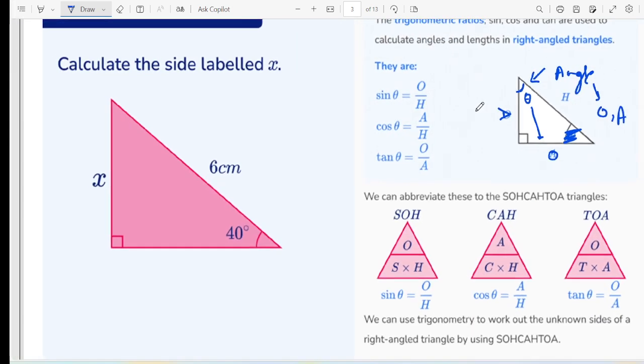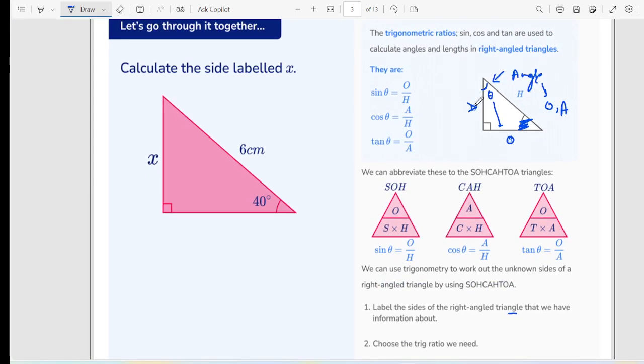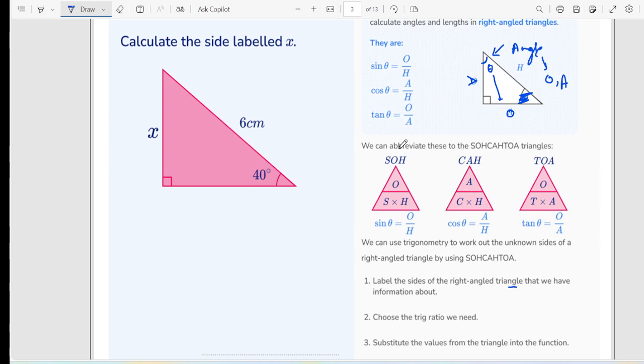So to remember the trigonometric ratios formula, we can use this abbreviation, which is called SOH CAH TOA. If we divide it into three parts, SOH, CAH and TOA. S is for sine, O is for opposite, and H is for hypotenuse. So it's just a ratio of opposite and hypotenuse.